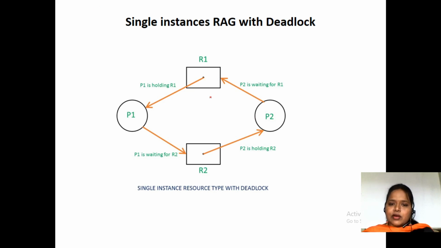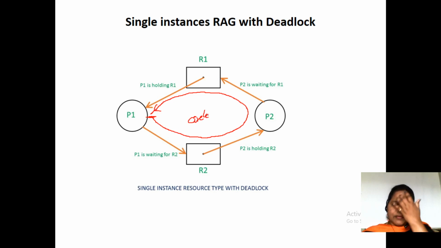Suppose we start with P1, here again we will reach P1. So from here we have started and again we have reached here. That means it formed a circle. Then we can say that the system is under deadlock. Fine. Here process P1 is there, process P2 is there.